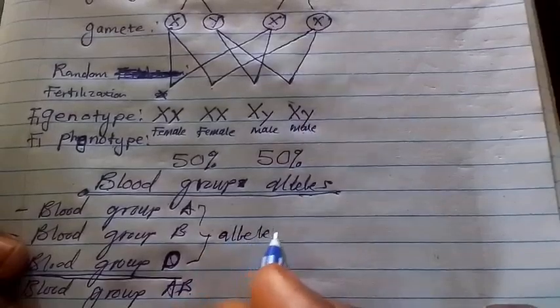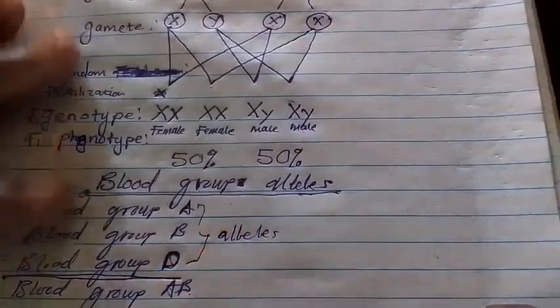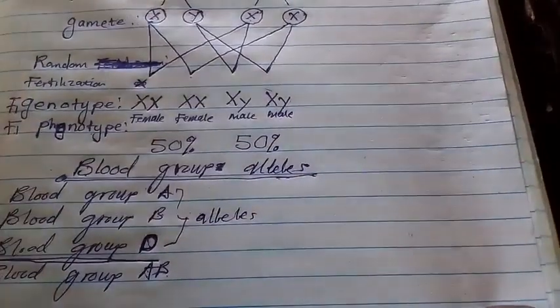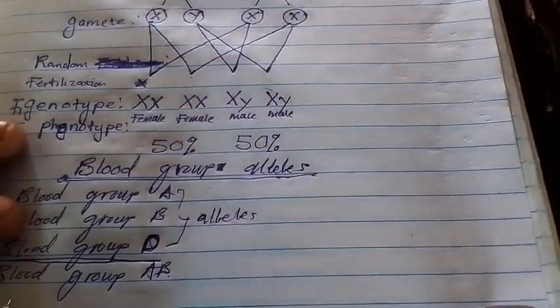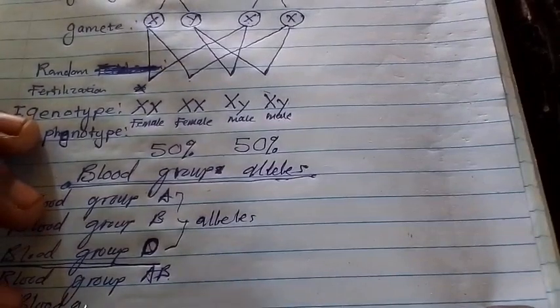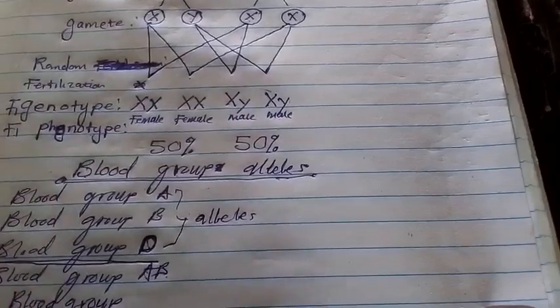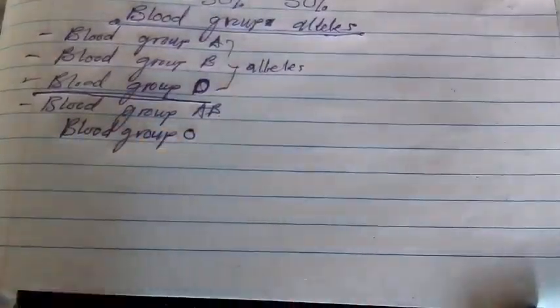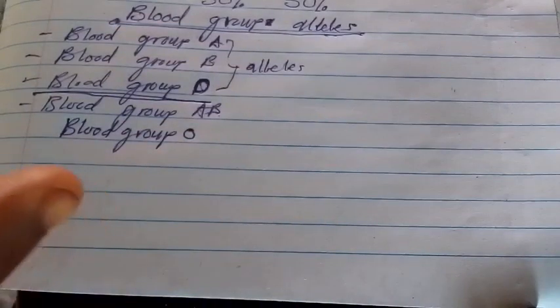Now, you are going to find that blood group O is homozygous recessive. Okay? Blood group O, it is homozygous recessive. So what it means here is that blood group O can only exist as the homozygous recessive. And you know that with homozygous recessive, you are going to have the same letters and they must be small letters.